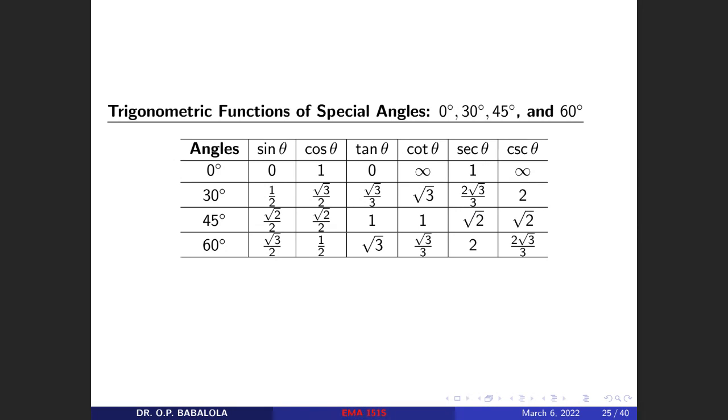If you have sine of 0, it will be 0, cos of 0 will be 1, and usually we say these are reciprocal of each other, cos and sine. Then tan will be 0, because tan is sine over cos, 0 over 1 is 0. And cot is undefined, sec is 1, and cosec is undefined.